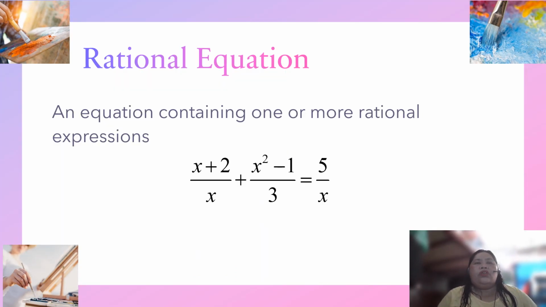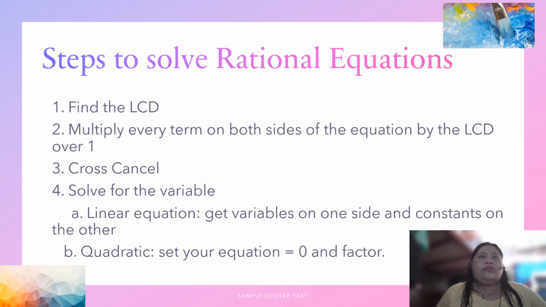Okay, so a rational equation is an equation containing one or more rational expressions. This is an example of a rational equation. We have here an equal sign, so it means it is an equation. Next, there are several steps to solve rational equations.